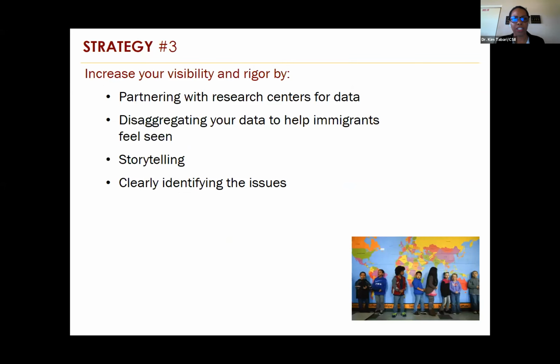A third strategy is to increase your visibility and rigor by partnering with research centers, as we mentioned earlier, either my own or the ones that are going to be on this webinar, for example, disaggregating your data to help immigrants feel seen, storytelling in your narratives, and really clearly identifying the issues.